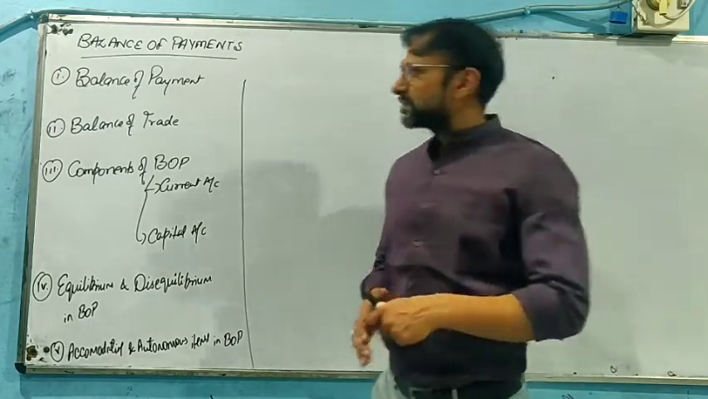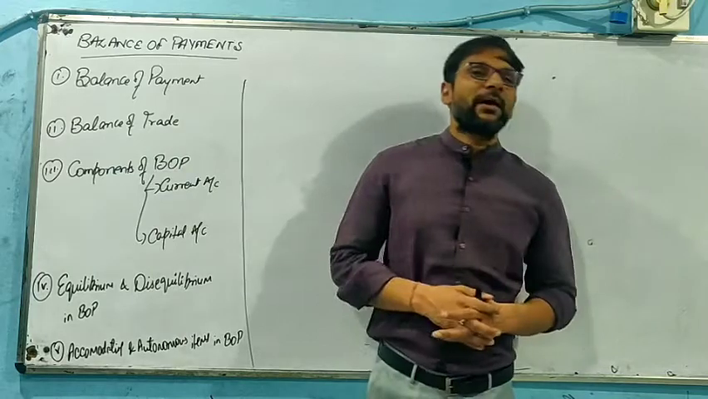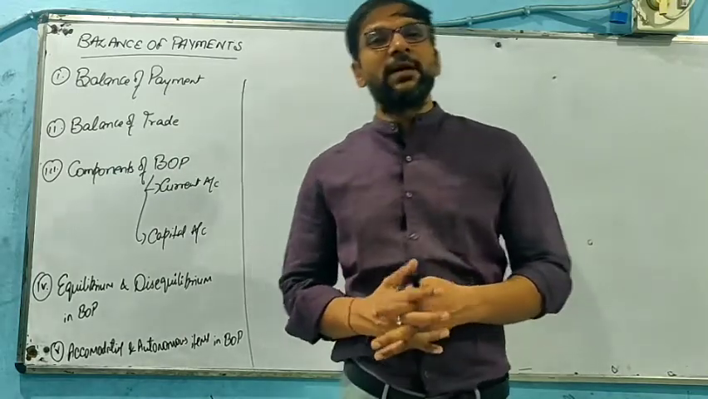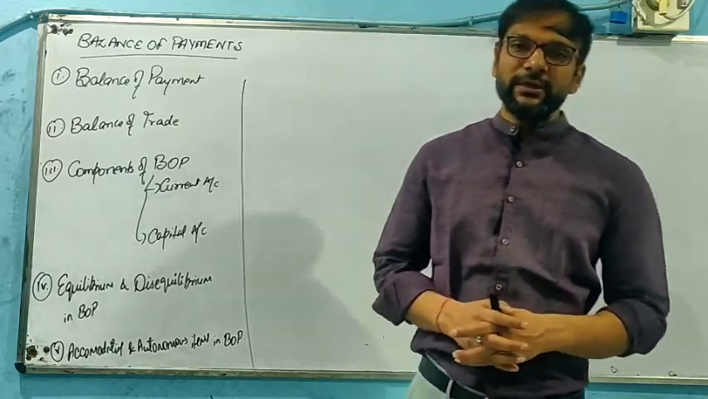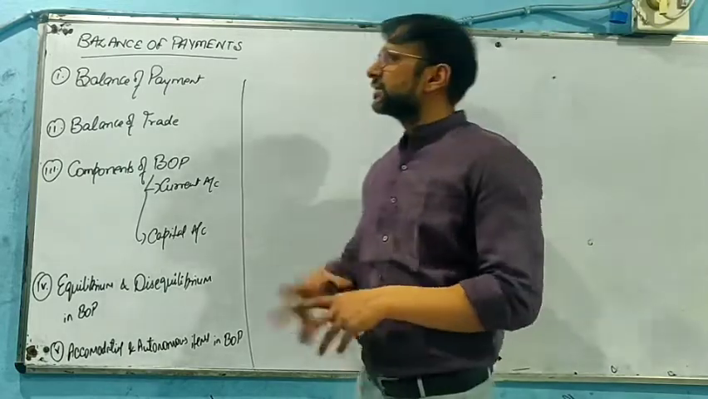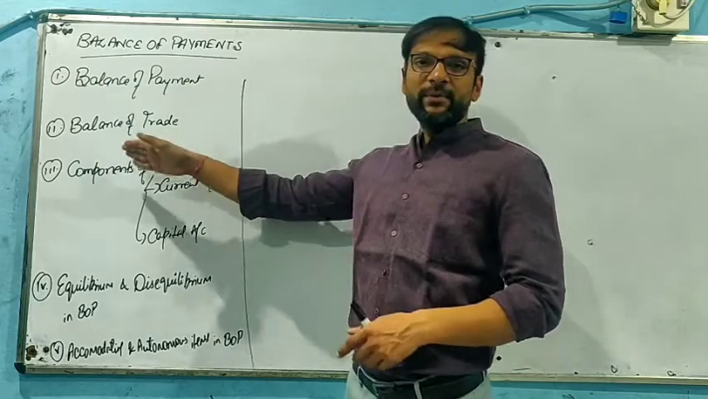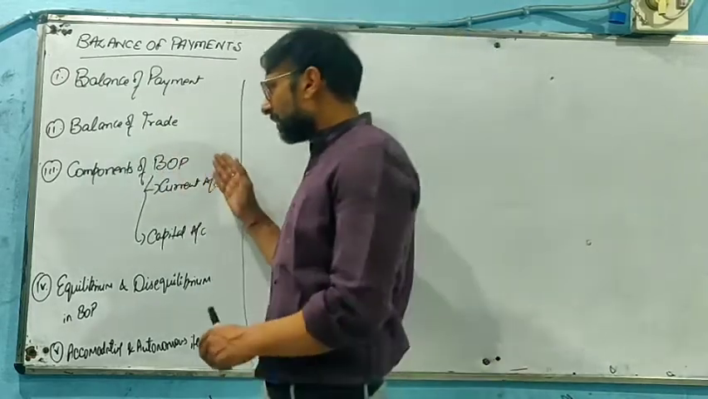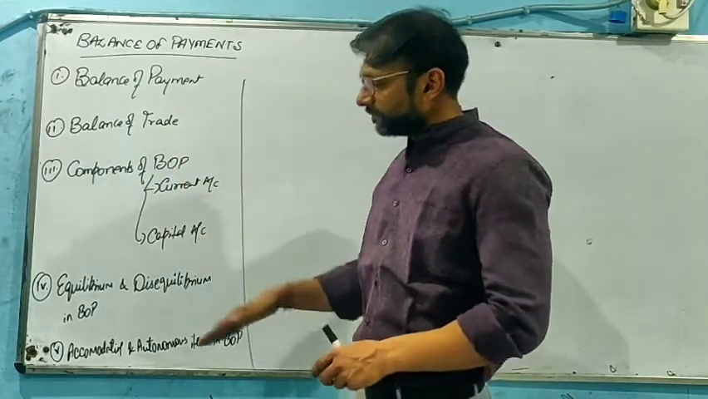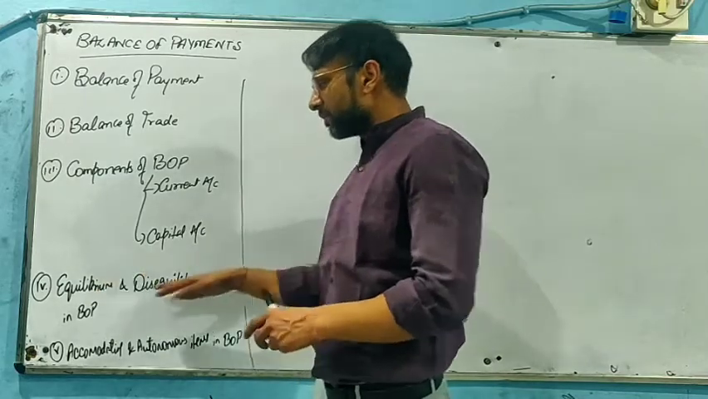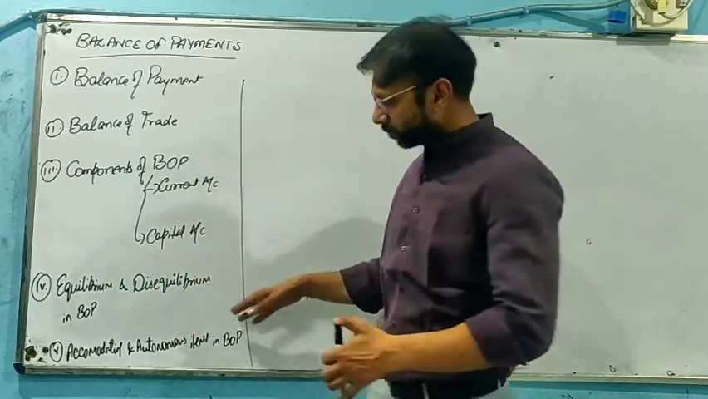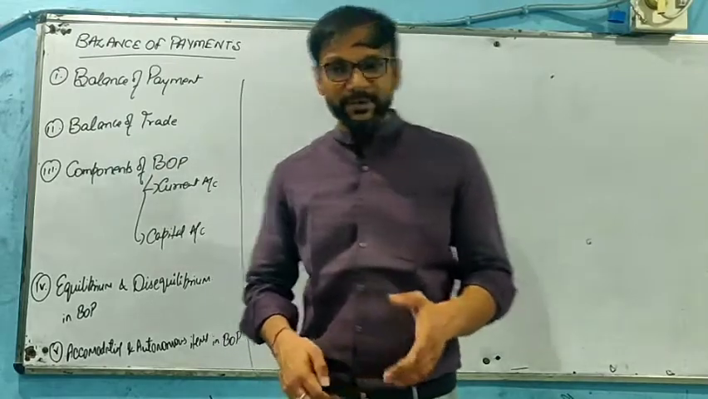So welcome all of you once again for the last topic in your macroeconomics, that is balance of payment. Today we are going to see the contents in balance of payments, such as what is balance of payment, what do you mean by balance of trade, components of balance of payment that are current and capital account, equilibrium and disequilibrium balance of payment, and accommodating and autonomous items in balance of payment.